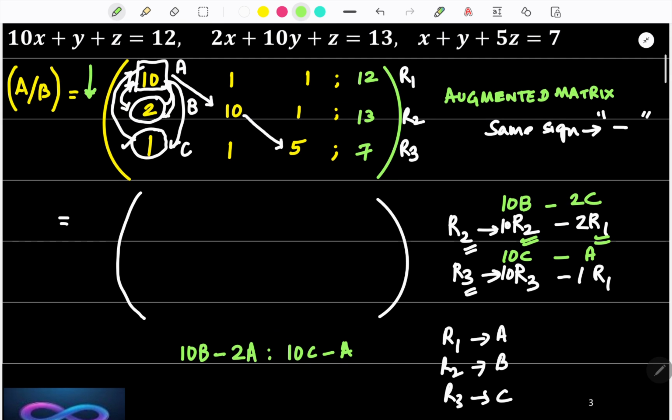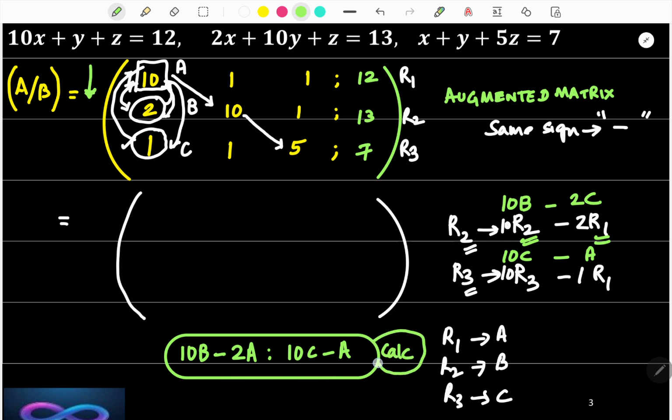Let me write also with you. I'll just stop the video. Now I type this formula, 10B minus 2A, and then you press the button. This is the formula on the calculator. Sorry, this is A, 10C minus A. On the calculator you're going to type this formula and then press CALC, C-A-L-C.